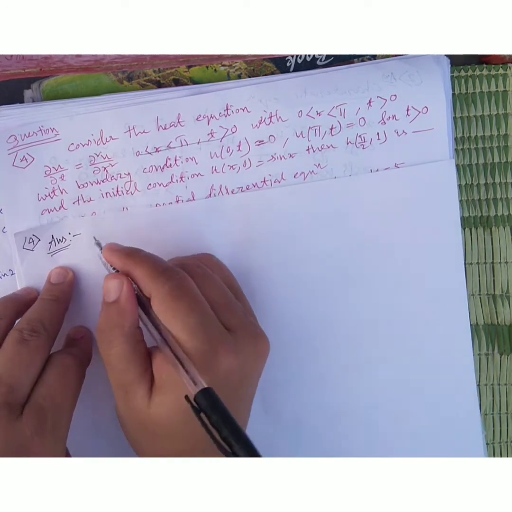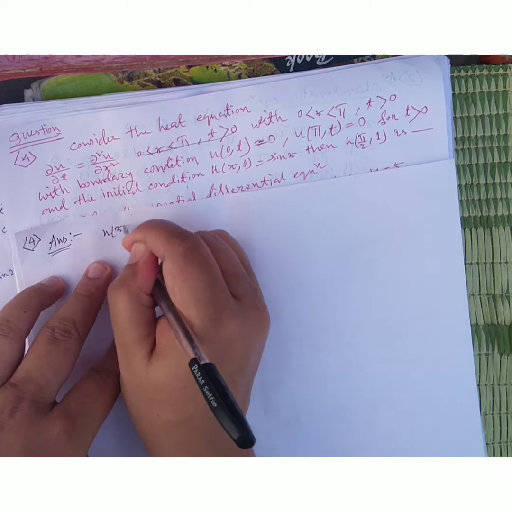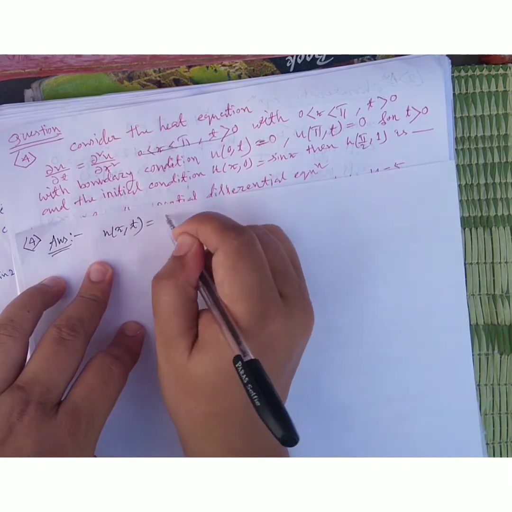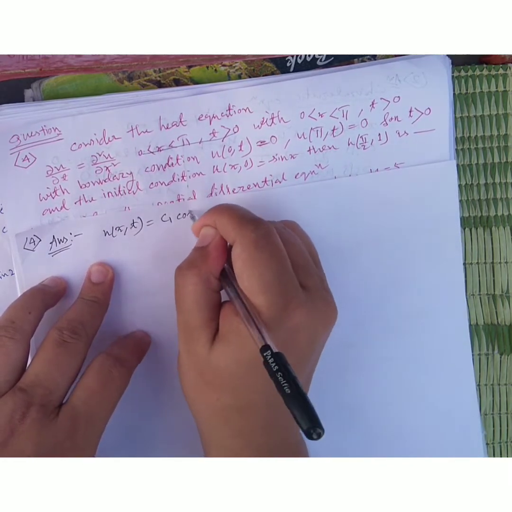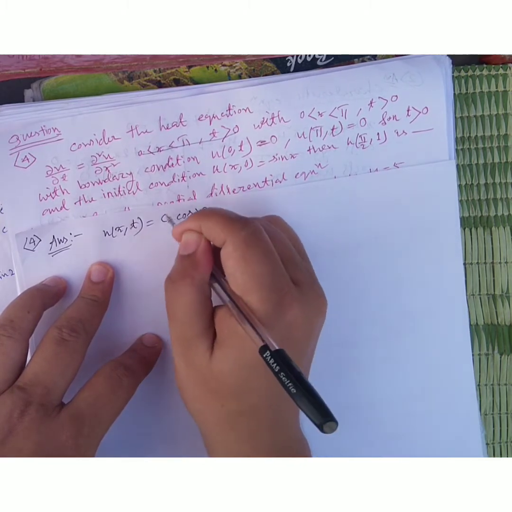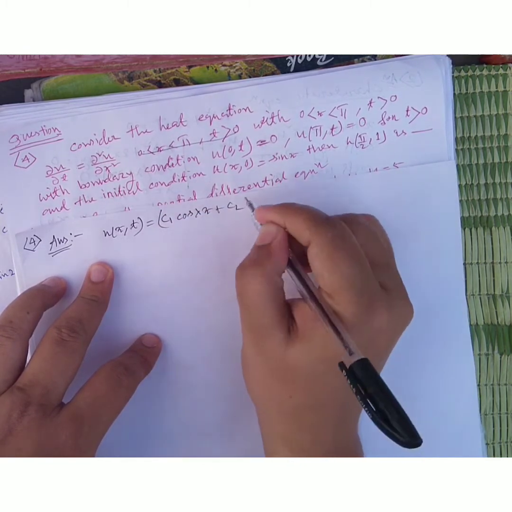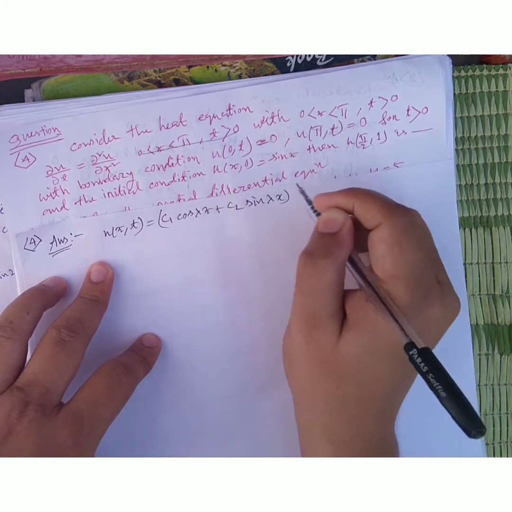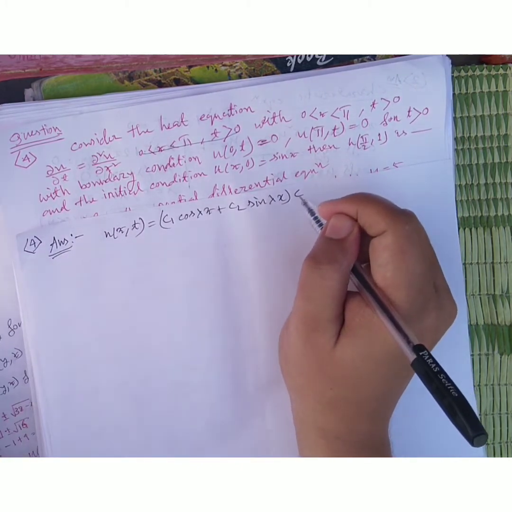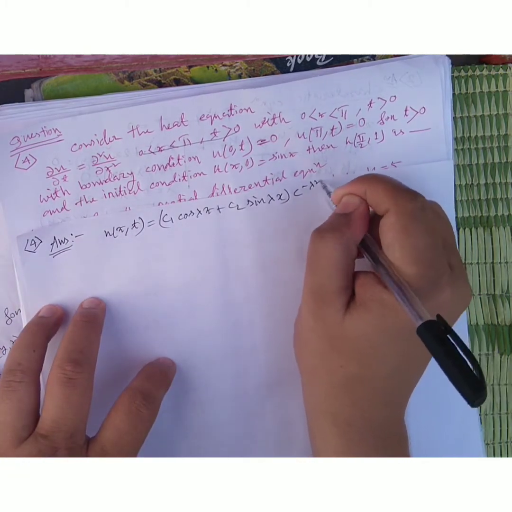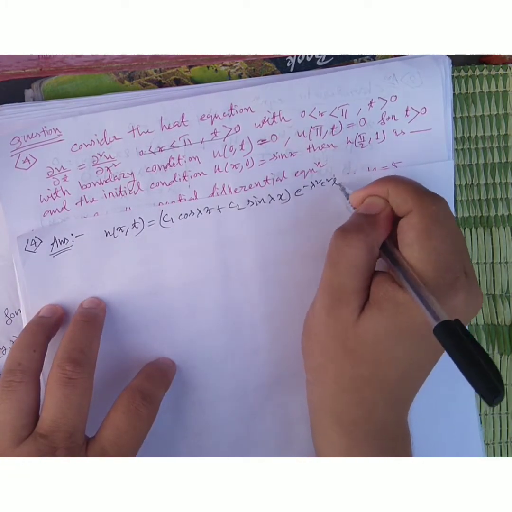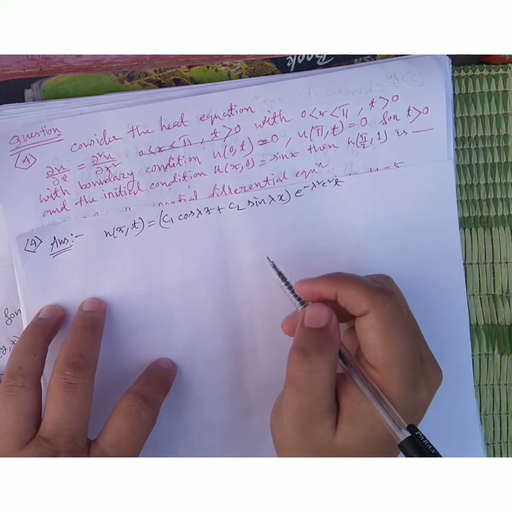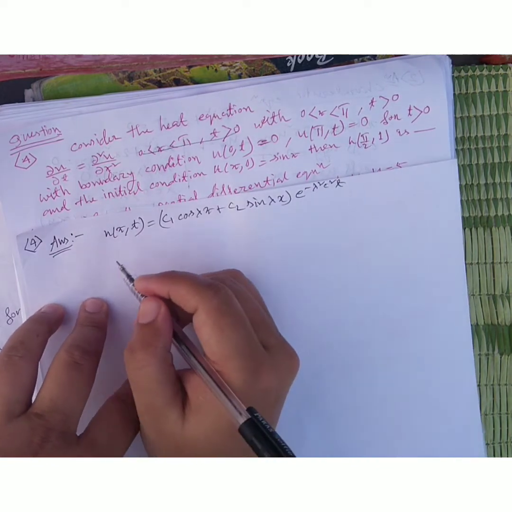4th question, so in the case of the heat equation, you must remember that this kind of question will come. C1 cos lambda x plus C2 sin lambda x and e to the power minus lambda square c square into t. This is the equation.